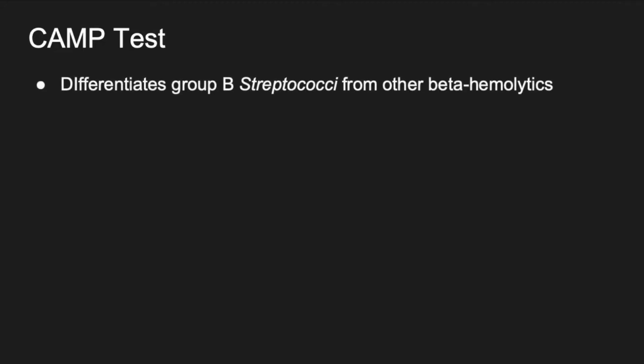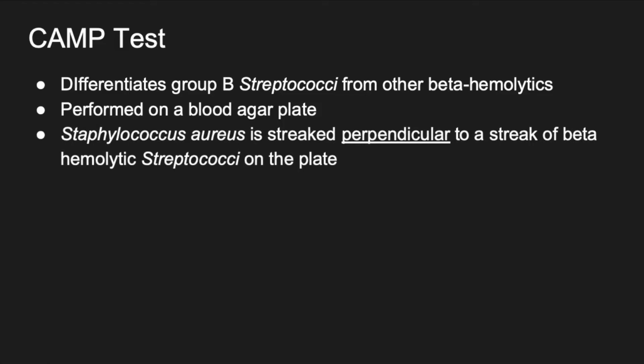A little bit more about the CAMP test. It was named after a group of scientists, Christie, Atkins, and Munch-Petersen, and it differentiates group B streptococci from other beta hemolytics. It's done on a blood agar plate, just like our hemolysis tests.